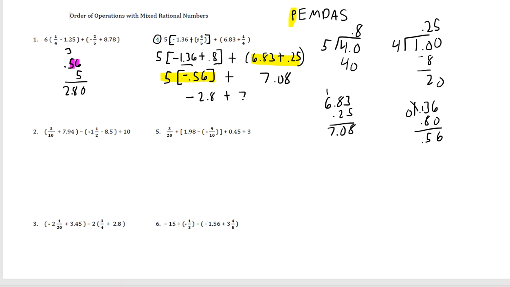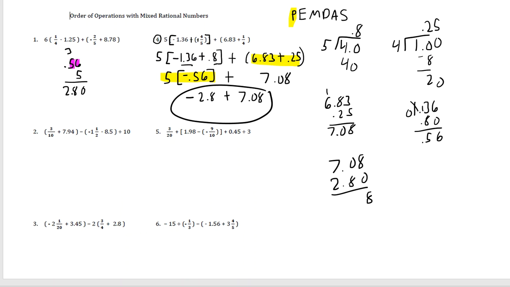Okay, we're almost done. Now we have a negative 2.8. We're adding that to a positive 7.08. Okay, these are different signs. When we combine these, we're going to end up having a positive answer. And to figure out what that answer is, we need to use subtraction. 8 minus 0 is 8. We can't take 8 from 0. We have to borrow from the 7, make it a 6. 10 minus 8 is 2. So we have 4.28 positive. Final answer. Whoa, that's lots of work, isn't it?